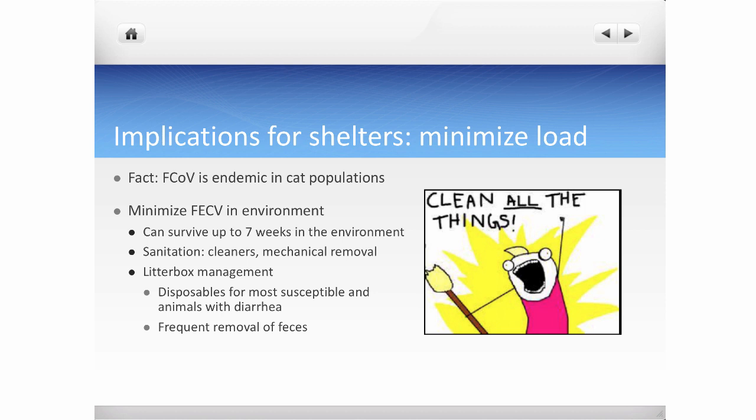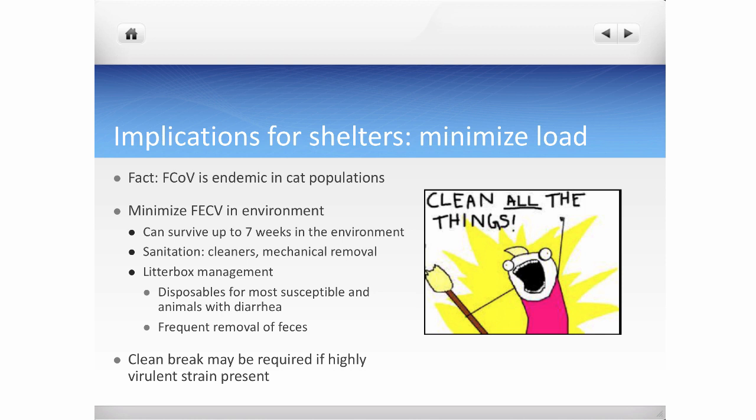In my list of controls for what I can change, let's look at disposables for our most susceptible animals and any cats with diarrhea. Let's make sure the feces are being cleaned up in a timely fashion, because they can recontaminate themselves with higher levels and contaminate each other.